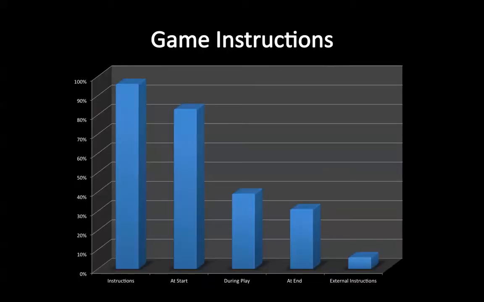83% of all the games studied provided instructions at the start of the game. So the instruction slope looks like this: instructions at all, 93%, and then you can see a decline at the start versus during gameplay, at end of gameplay, and then external instructions. External instructions were games that required people to go to a separate website or read some print material in order to understand how to play the game.